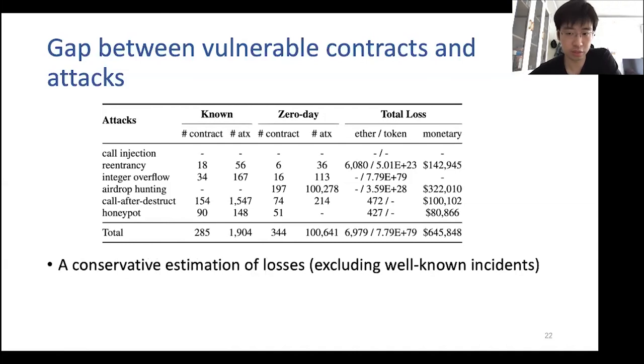Also, we conduct a conservative estimation of the losses of all the attacks we found. Apart from the well-known incidents, the remaining losses are far less than expected. And among them, the airdrop punting attack we reported in this paper caused the most losses.